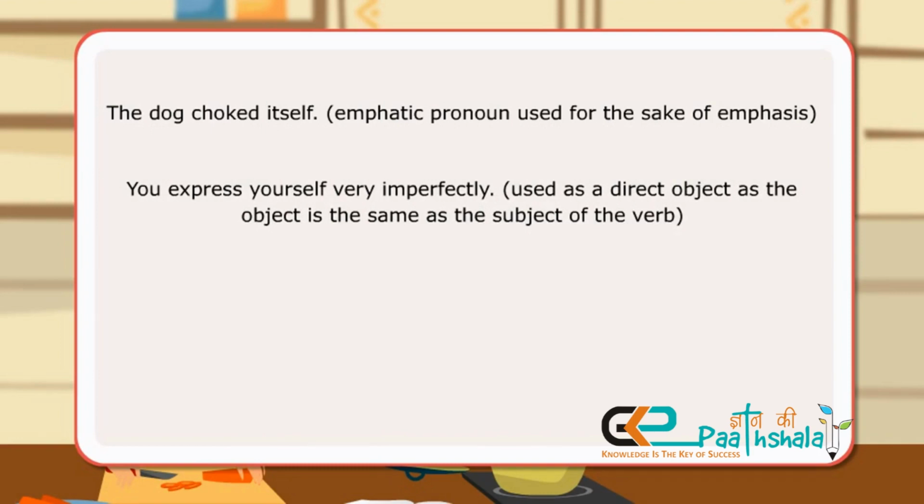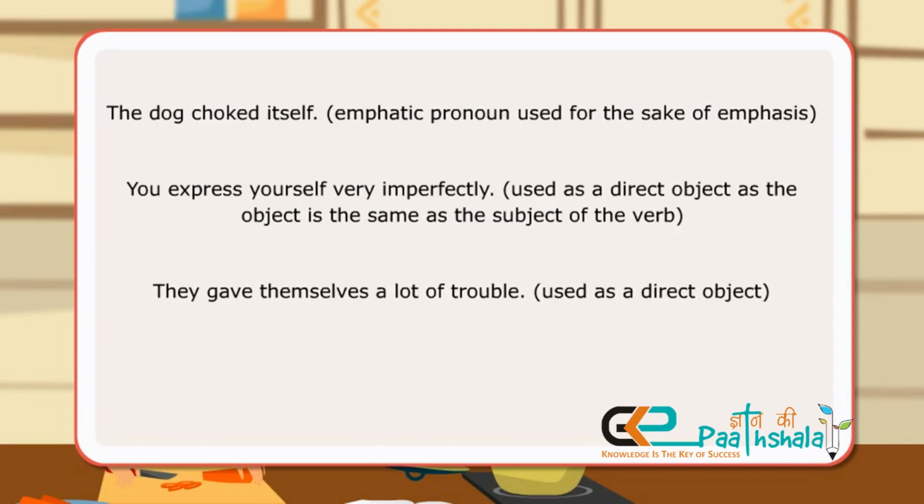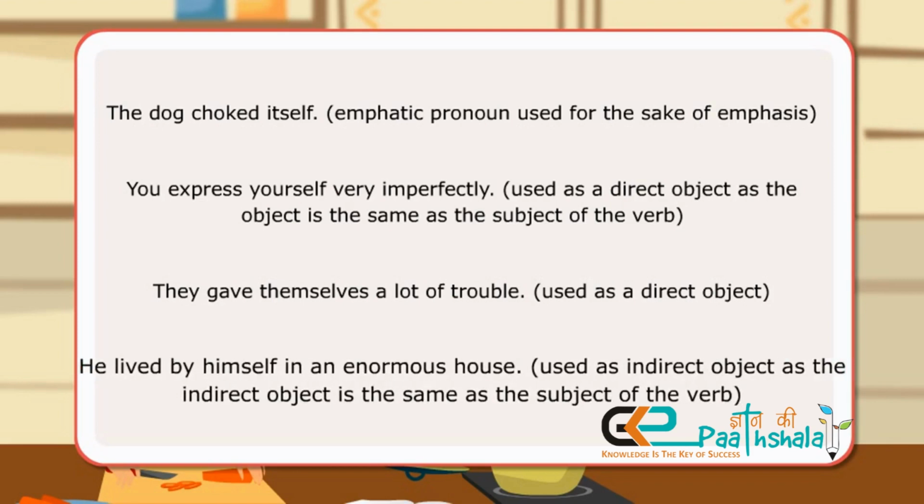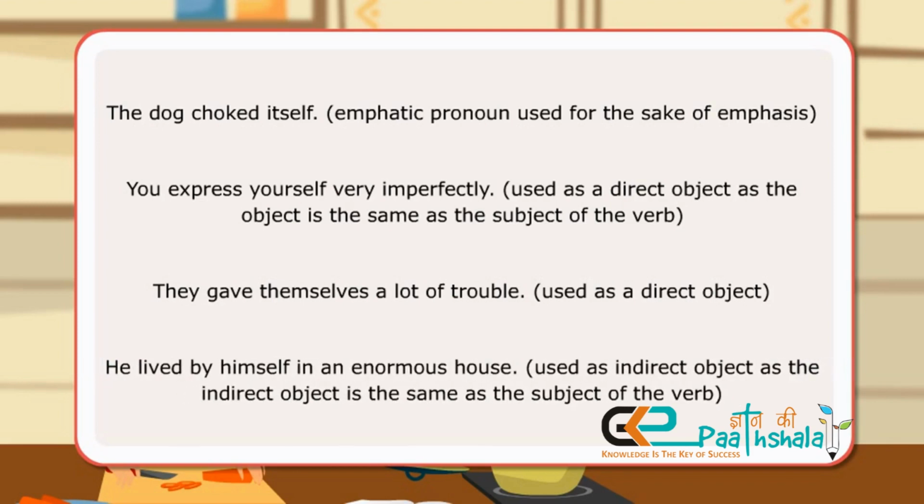Used as a direct object, as the object is the same as the subject of the verb. They gave themselves a lot of trouble. Used as a direct object. He lived by himself in an enormous house. Used as an indirect object, as the indirect object is the same as the subject of the verb.